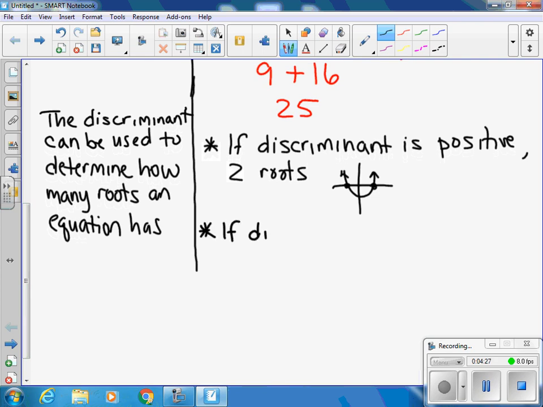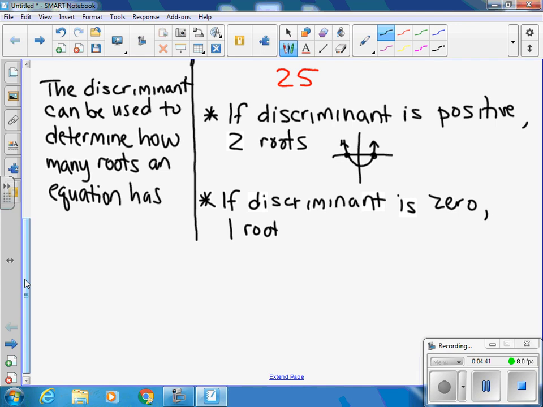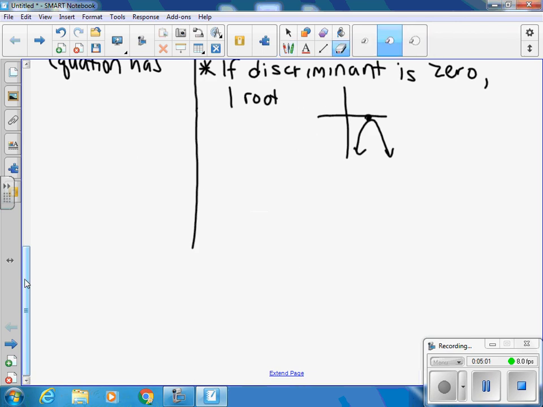If the discriminant is 0, then that means there is 1 root to the problem. It doesn't mean that it is at 0 though. It just means that the parabola will touch the x-axis at 1 spot. So your graph could look something like this, where the parabola only touches at 1 number on that x-axis instead of 2. So that's if your discriminant comes out to be 0. Then the third scenario is if the discriminant is negative.